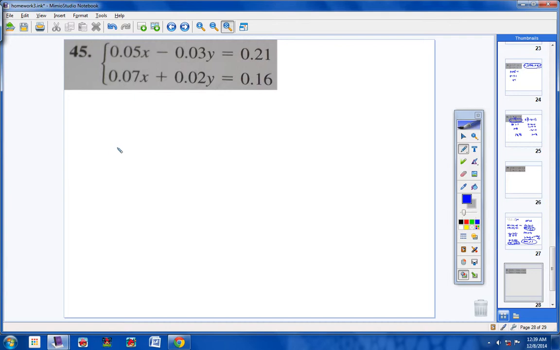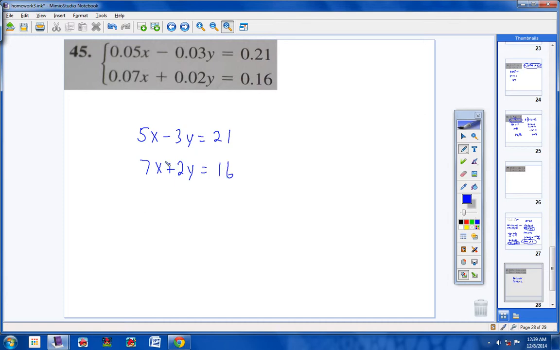We're just going to move all of our decimals 2 places. So 2 places 5x, 2 places 3y, 2 places 21. Down here we'll move these 2 places also. So 7x plus 2y equals 16.